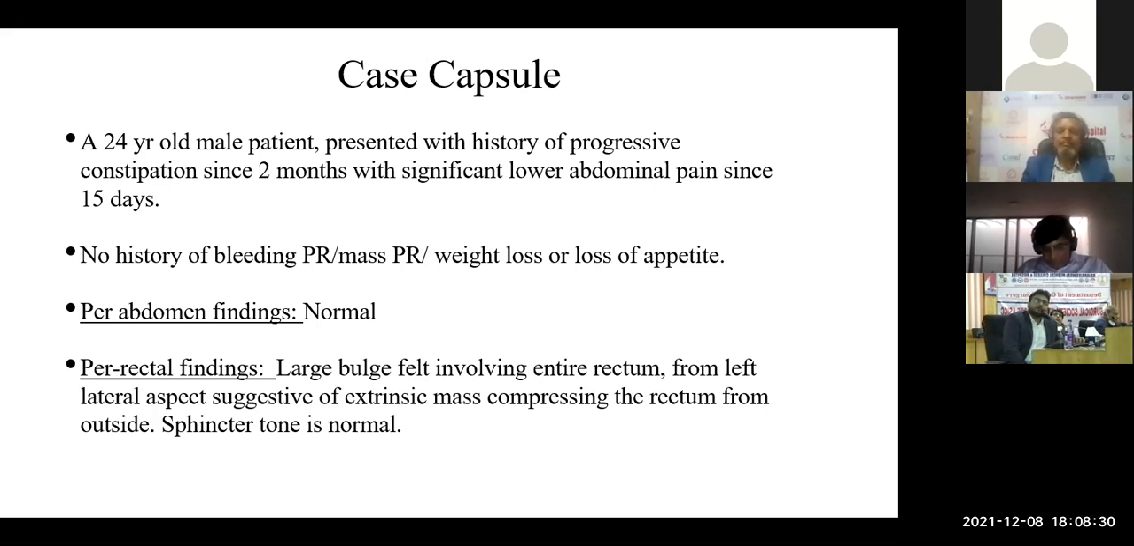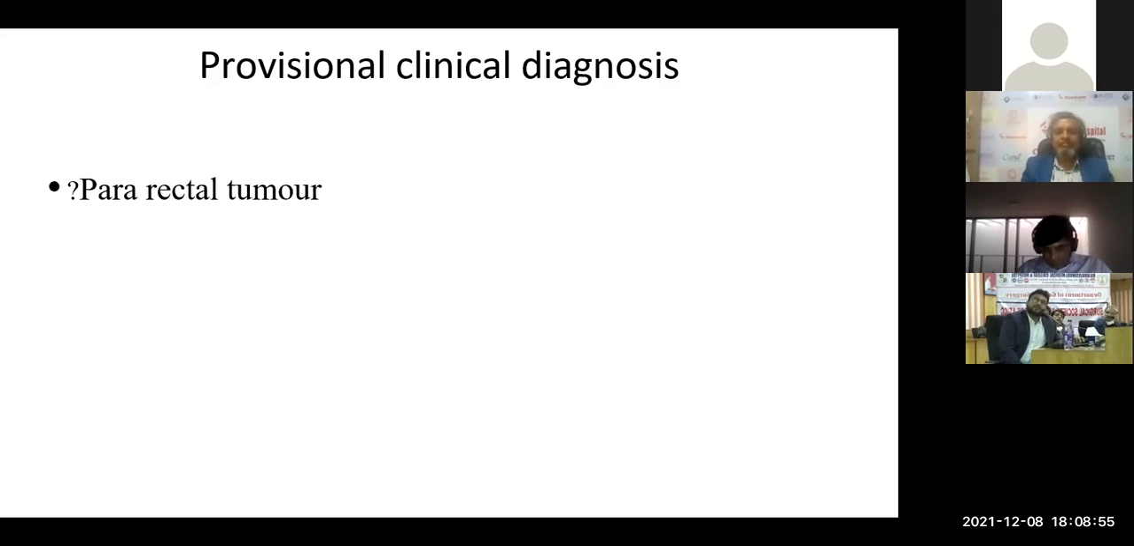Case capsule. A 24-year-old male patient presented with a history of progressive constipation since 2 months with significant lower abdominal pain since 15 days. There is no history of bleeding PR, mass PR, weight loss, or loss of appetite. Per abdomen findings were normal. Per rectal findings were suggestive of a large bulge felt involving the entire rectum from the left lateral aspect, suggestive of an extrinsic mass compressing the rectum. Sphincter tone is normal. The provisional clinical diagnosis was query pararectal tumor.